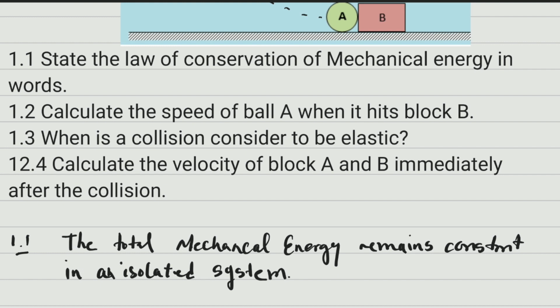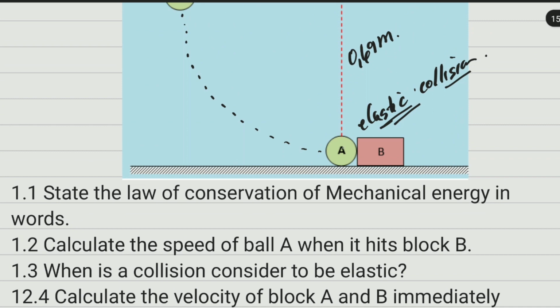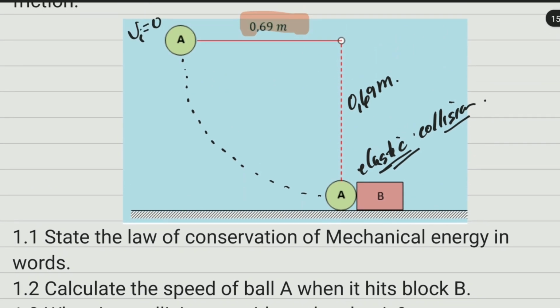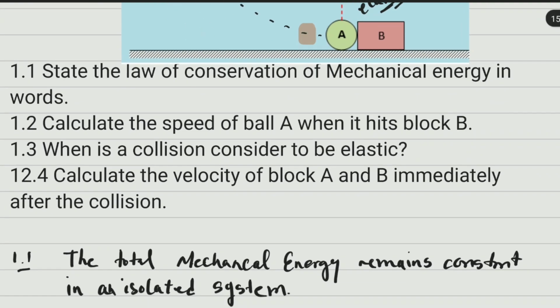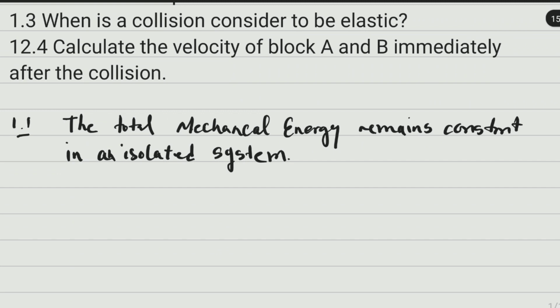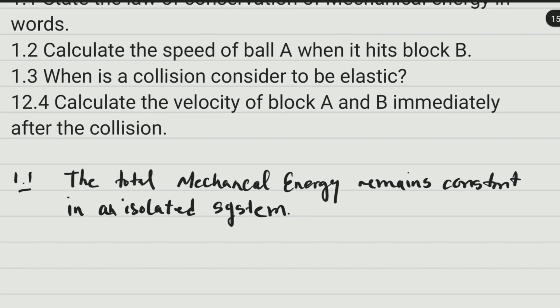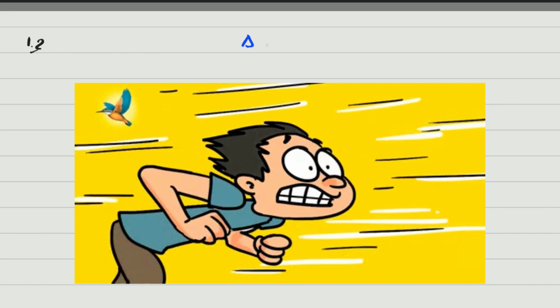So question 1.2 says calculate the speed of the ball when it hits the ground, or when it hits block B, sorry. So when ball A is there, we are going to use the law of conservation of mechanical energy from this position to this position to calculate the velocity of ball A just before it hits the block B. So let's quickly answer that question. We've done many questions like this one, so we're going to fast forward.